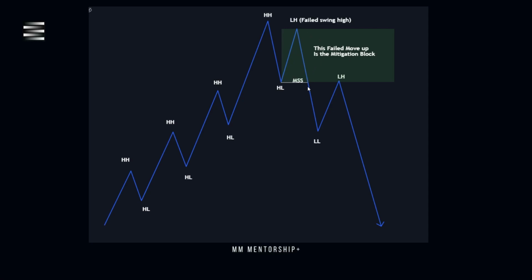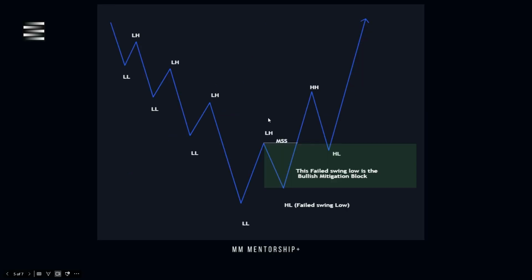Now, after this market structure shift and a candle has closed, this whole move, this whole failed swing high is the mitigation block. You will then wait for price to retrace. This is called a retracement. These are all retracements, just in case you didn't know, right? Price retraces back to the mitigation block, and then it will proceed in its intended direction, right?